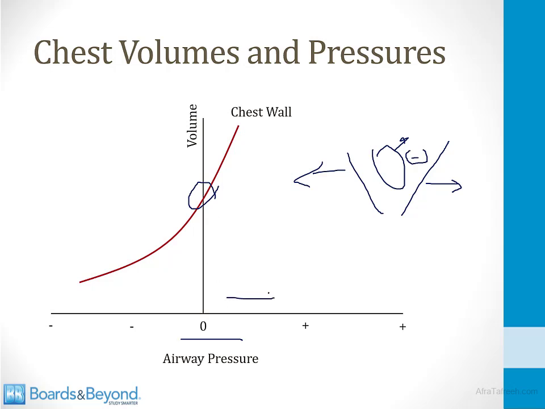And you can apply positive pressure and increase that volume. You can apply negative pressure and decrease that volume. But the key point is that at a pressure of zero on the chest walls, they still have a volume, and that's very different from the lungs. The lungs by themselves at a pressure of zero have no volume.